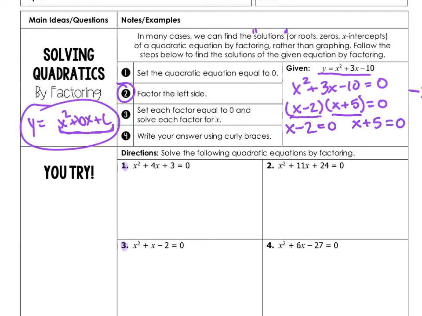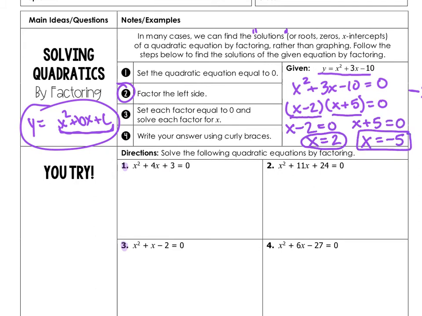x minus 2 equals 0. Well, all we have to do is add 2 to both sides, and we find that x is equal to 2. That's one solution. But the thing about quadratic equations is they usually have at least 2. So if I look at this, x plus 5 equals 0, I have to subtract 5 from both sides. So x equals negative 5.